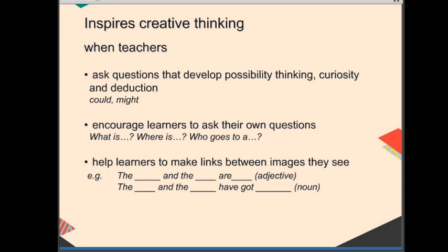And in the third point, teachers can help creative thinking when learners make links between images they've seen on the video. For example, the hospital and the police station are very big. The school and the sports centre have got car parks. So by questioning learners to make them curious, getting learners to ask their own questions, and by encouraging learners to make links, we provide strategies that help them to develop into creative thinkers in English.